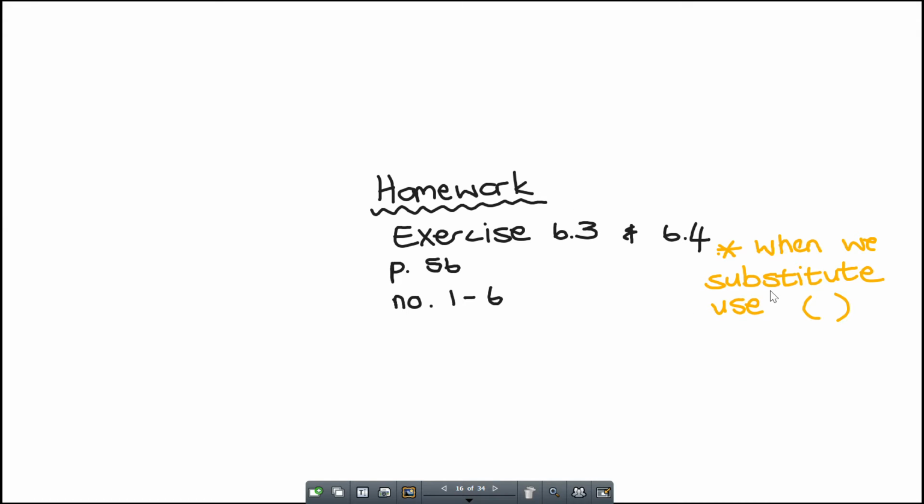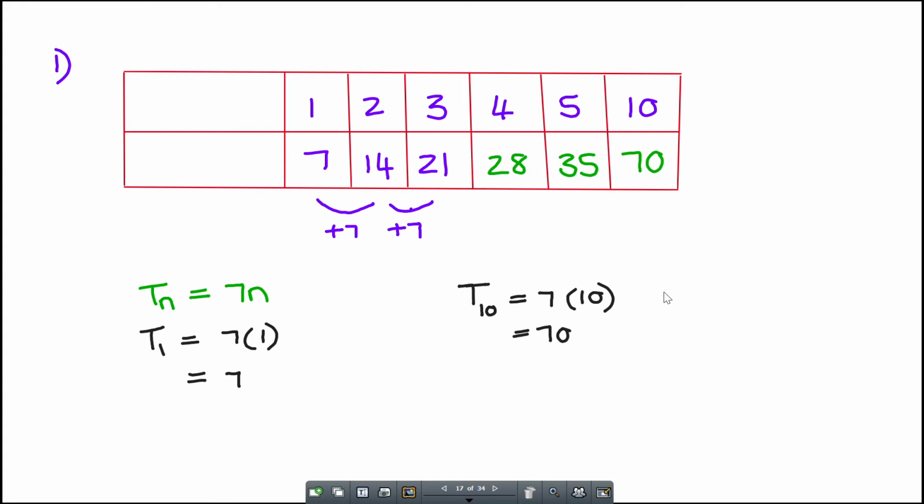Okay, there's number 1. This is now activity 6.3. It said complete the following tables if there is a relationship between the position in the sequence and the term in the sequence. Okay, so I didn't write that first part. I will as you guys go along. I quickly mark.